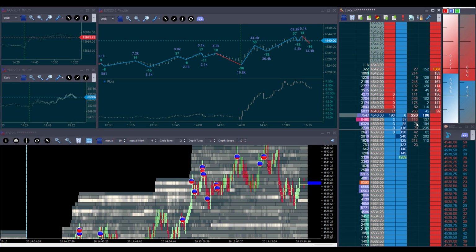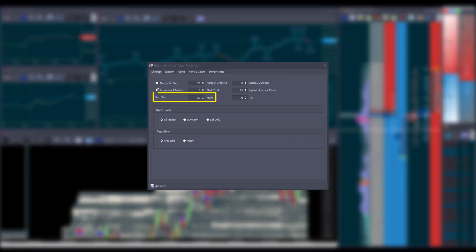And lastly, in the lower right corner, we have the reconstructed tape with a filter, showing only trades of 20 lots or more. It's like a magnifying glass for identifying the side and progress of large traders. It's another essential tool both pre-trade and in the early stages of trade management. As you enter the market, watch for fellow traders backing your play. It's a sign you're on the right track. And to set the filter size in the recon tape, go to its settings and set the number of lots you want. In our case, we set it to 20 lots.